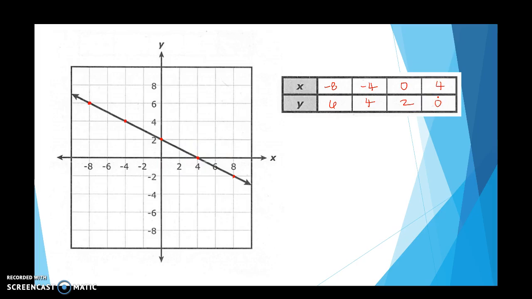Okay, so now looking at that, the first thing I want to identify is my y-intercept. At this point, the line is going through the y-axis. So this point is (0, 2). I'm going to circle that here, and I'm going to make sure everybody knows I know this is the y-intercept.